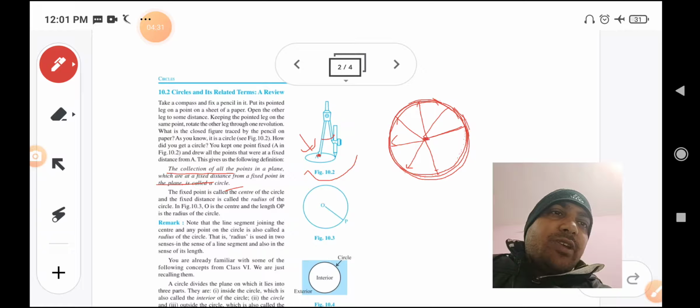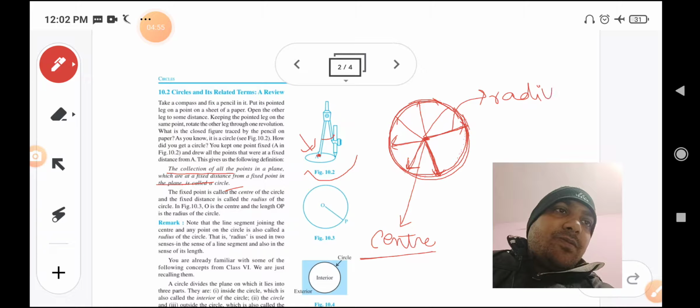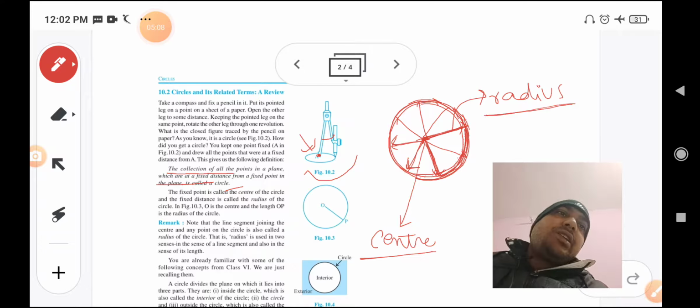And what is this fixed point? This fixed point is known as the center. And this fixed distance is known as the radius. So the center is the fixed point, and the radius is the distance from the fixed point to the circular path, the moving hand. Is it clear to everyone? Okay.